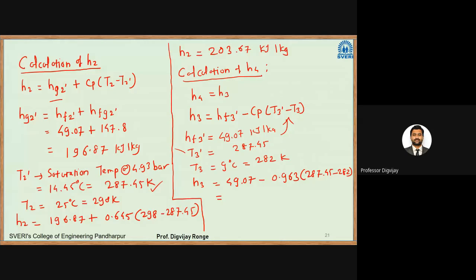Oh, great. So Pratik Singh has calculated. His answer is nearby to others' answers also. So I will take Pratik Mandwale's answer. H3 is equal to, I will take 43.81.